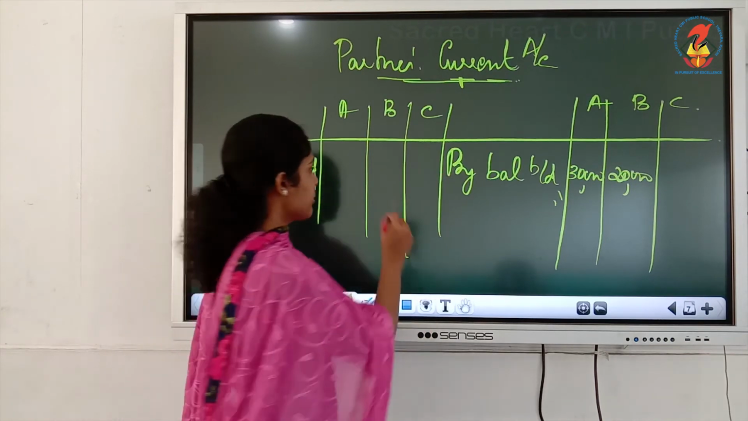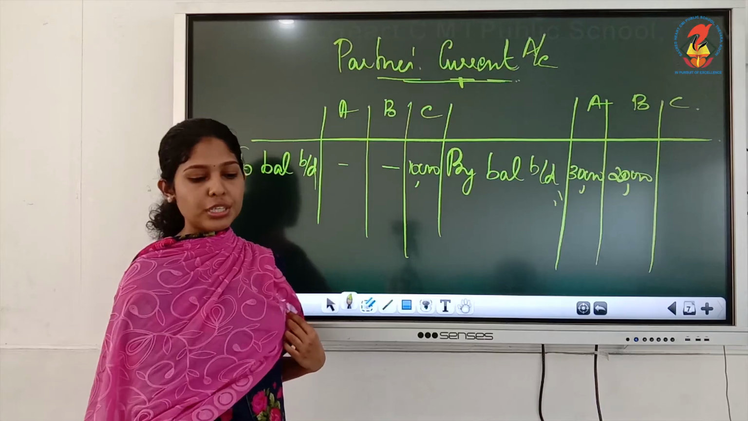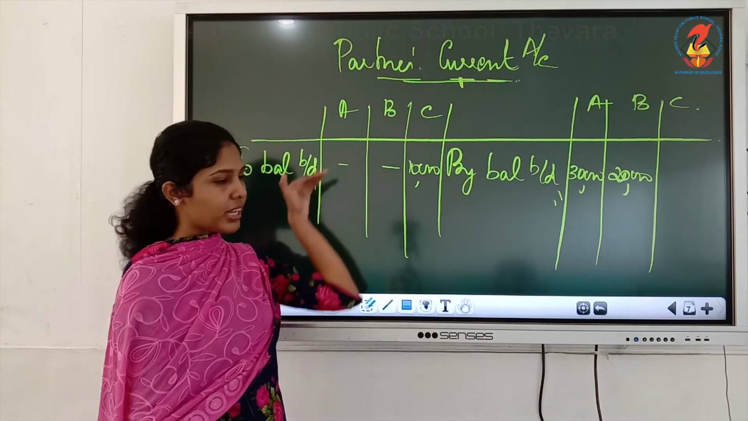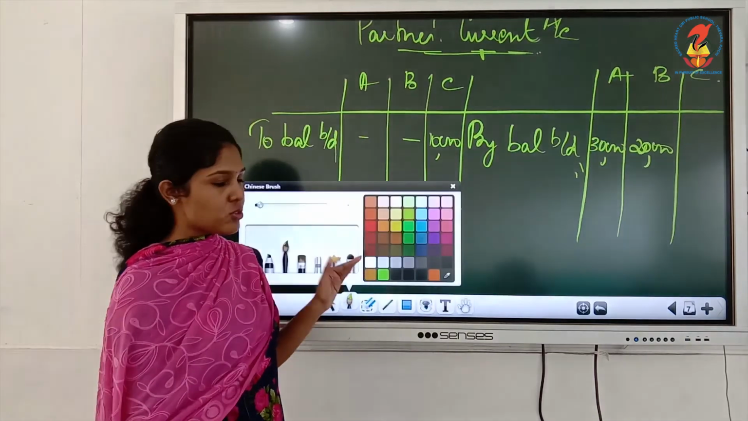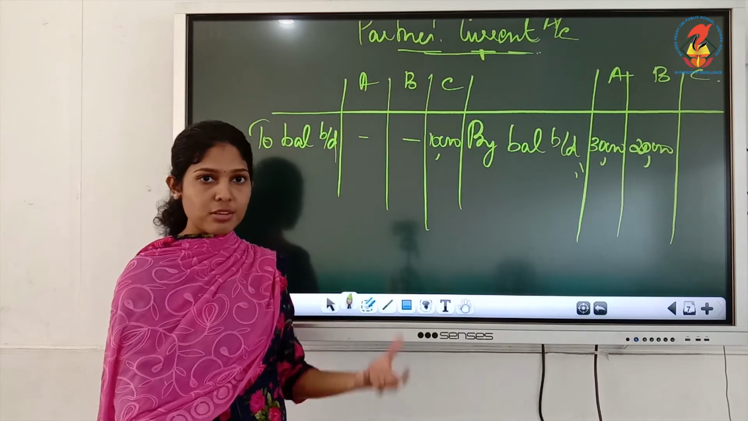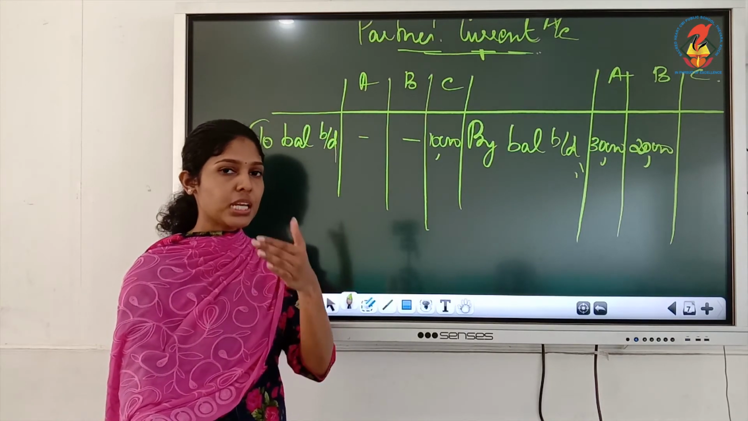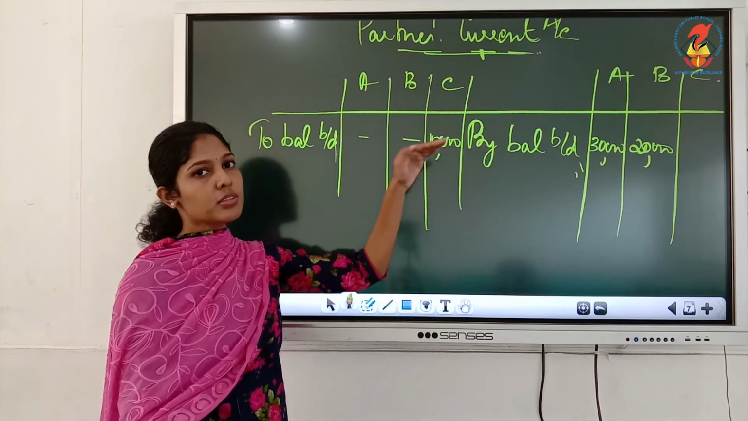It is 10,000 for C. Only this item you need to write in partner's current account. Now you just find the balancing figure and that will be transferred to capital account. Then all other adjustments as usual you have to post in capital account itself. In current account only the opening balance you need to write.